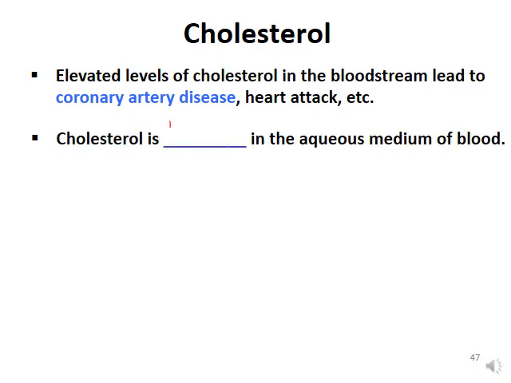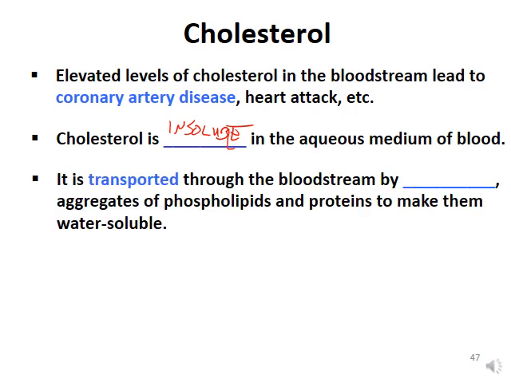Because cholesterol is insoluble in the blood, it travels as a solid. It's transported by lipoproteins. Now remember, it has to go. We need to be able to transport the cholesterol from the liver where it's synthesized to the cells where it needs to go to make new cells. So it has to be done.